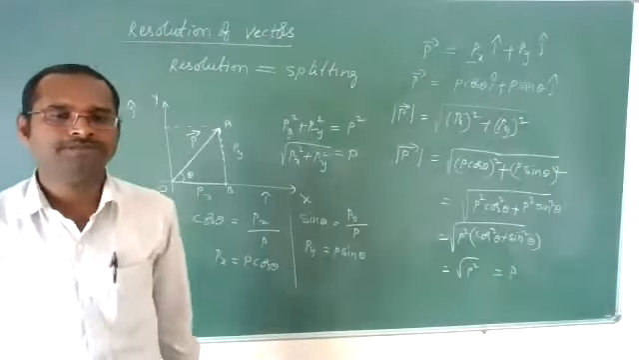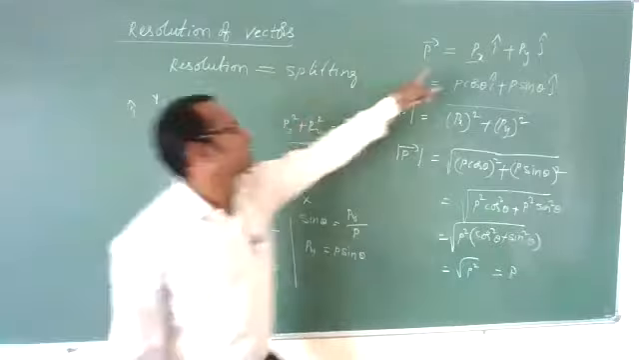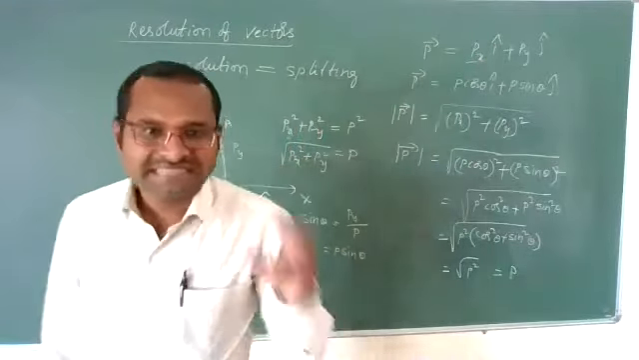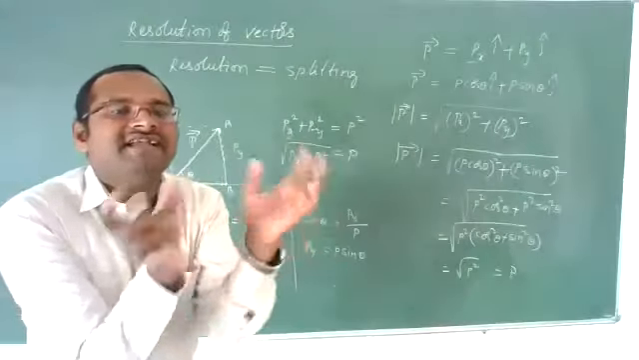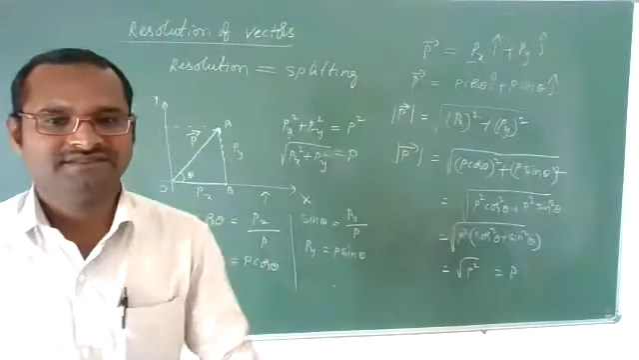Clear? Point understood? If you take the magnitude of this, again you get P only. That means we are just splitting the vectors. Vector P bar we are splitting.